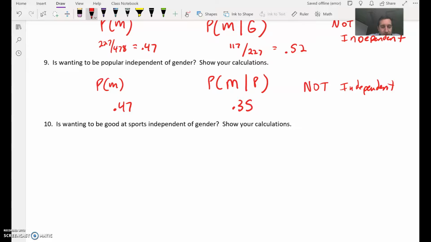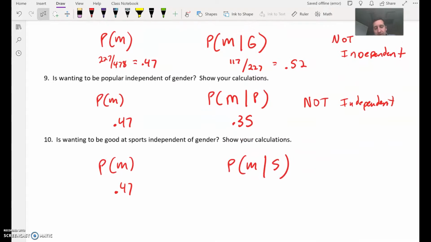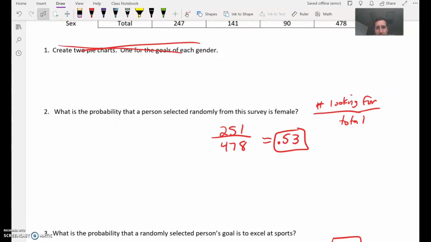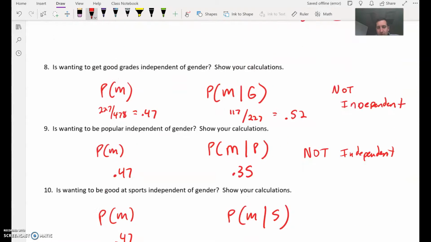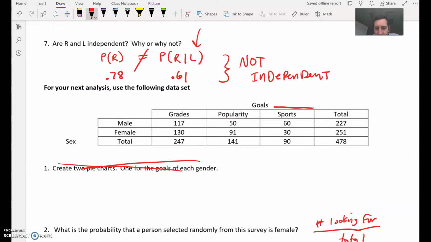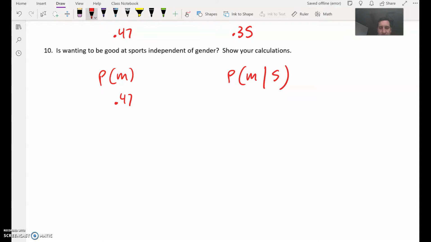Last one is wanting to be good at sports independent of gender. Since we're testing all these to gender, we can just use the probability of being a male again, 0.47. Compare that to the probability of being a male given you want to be good at sports. I have a feeling this one's maybe going to tend towards the men. I could be wrong. We're just looking at the data. So we're living in this sports column here. Probability that you're male, yeah, you can already see it. It's 60 over 90, so it's going to be bigger. So it's 60 over 90, which is 2/3, right? 0.66. So this shows, once again, not independent.